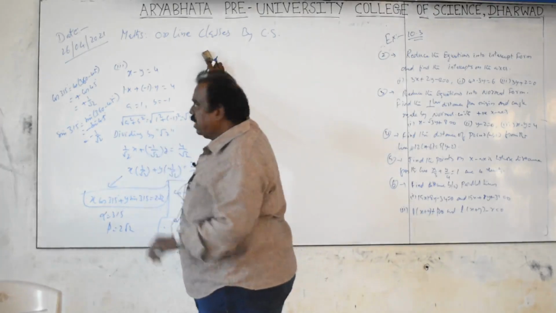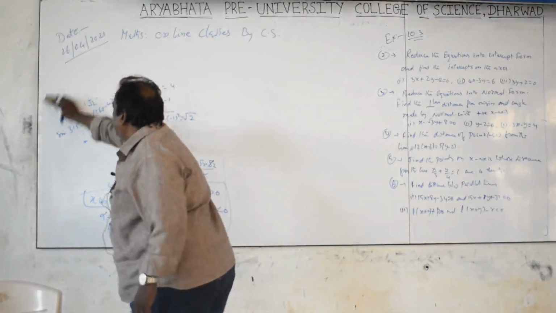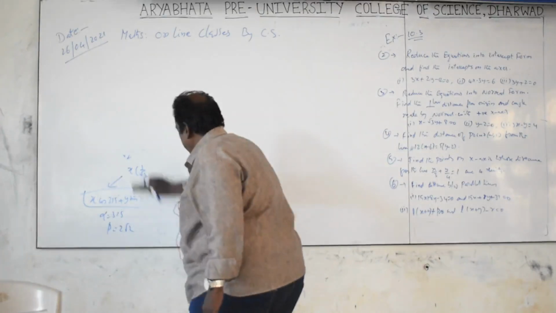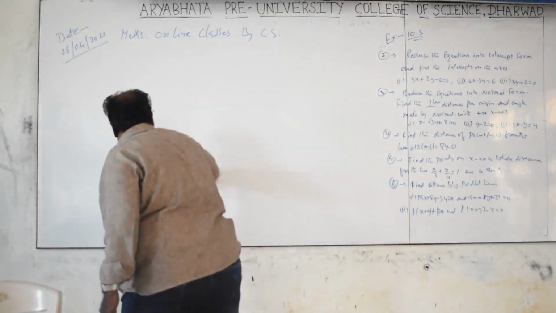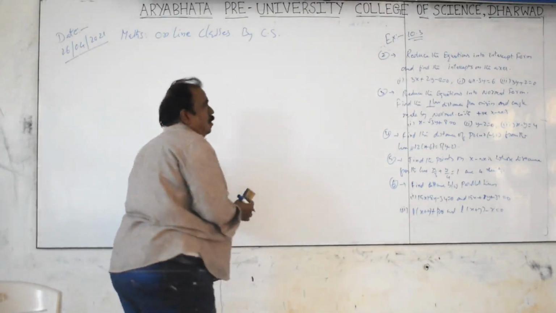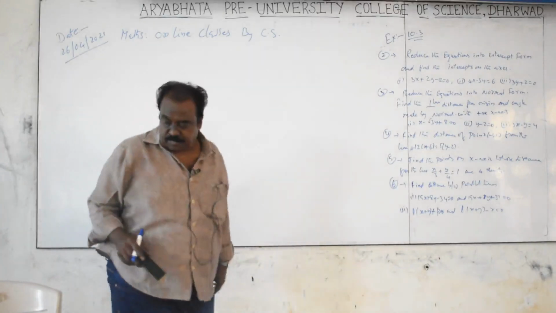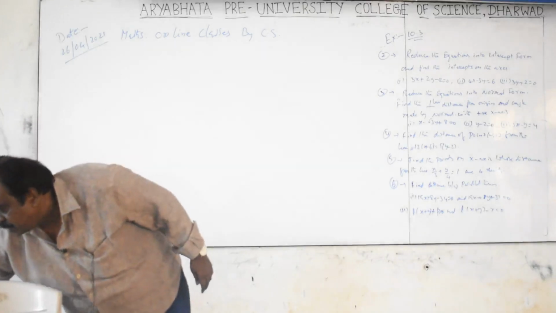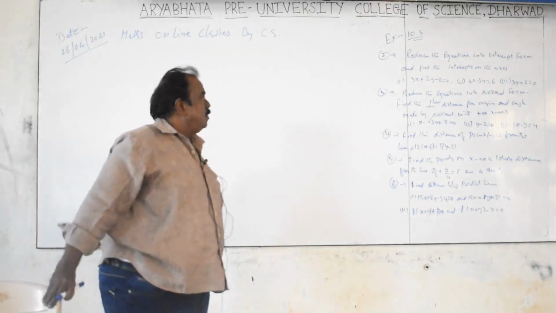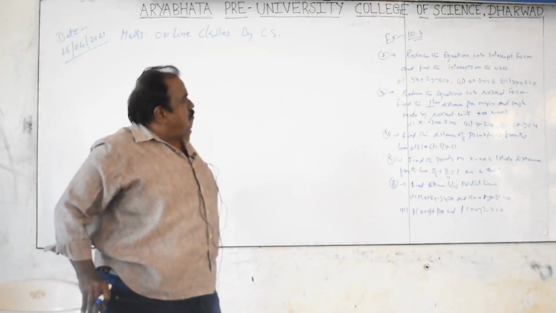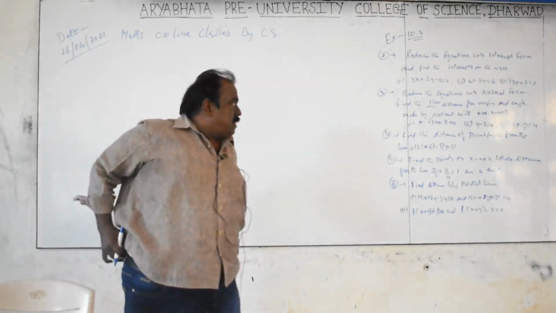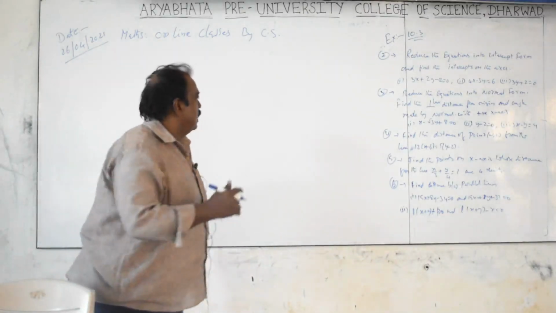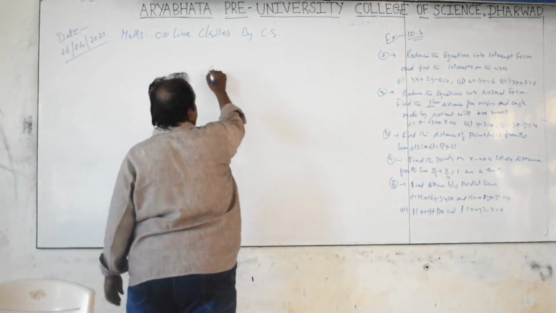Is it okay? Next, we are going to solve the next problem. Observe, that is the fourth one. Find the distance of the point minus 1 comma 1 from the line. It's a beautiful problem.